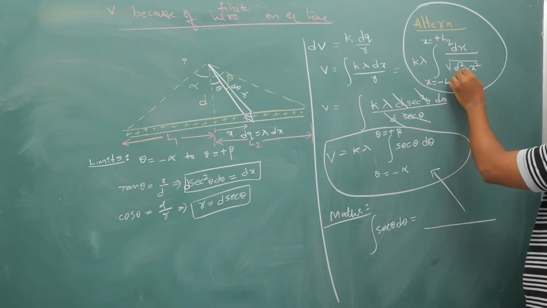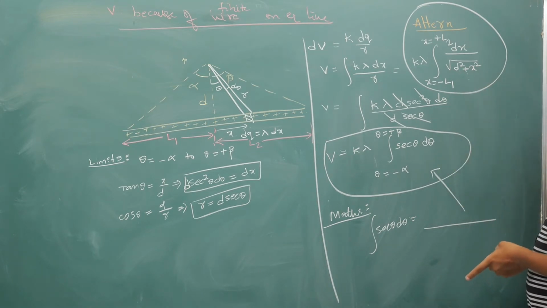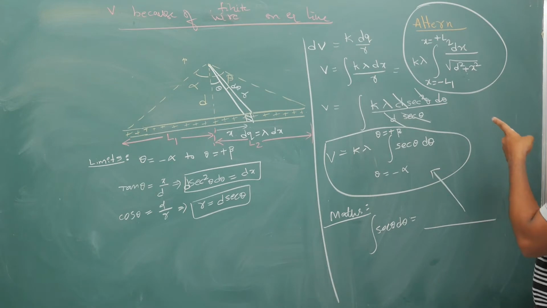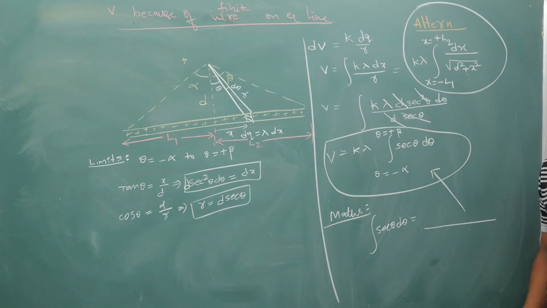Okay, so assume this under root d square plus x square equal to t square and differentiate it, 2t dt, something like that. You will get it and then you will be able to simplify it. First copy this result. The second method I will help you out. Copy it fast.